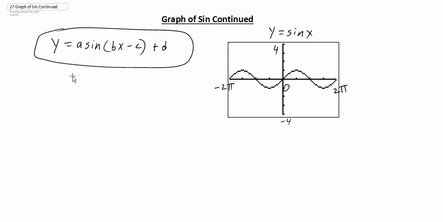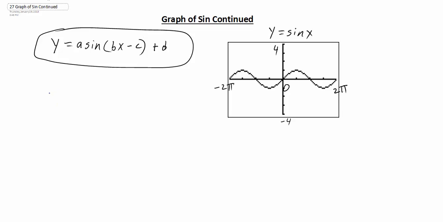our function, and we want to explore what is going to happen to the graph as we multiply by a, or we have this inside of the function, bx minus c, and what happens if we add or subtract something on the outside of the function.